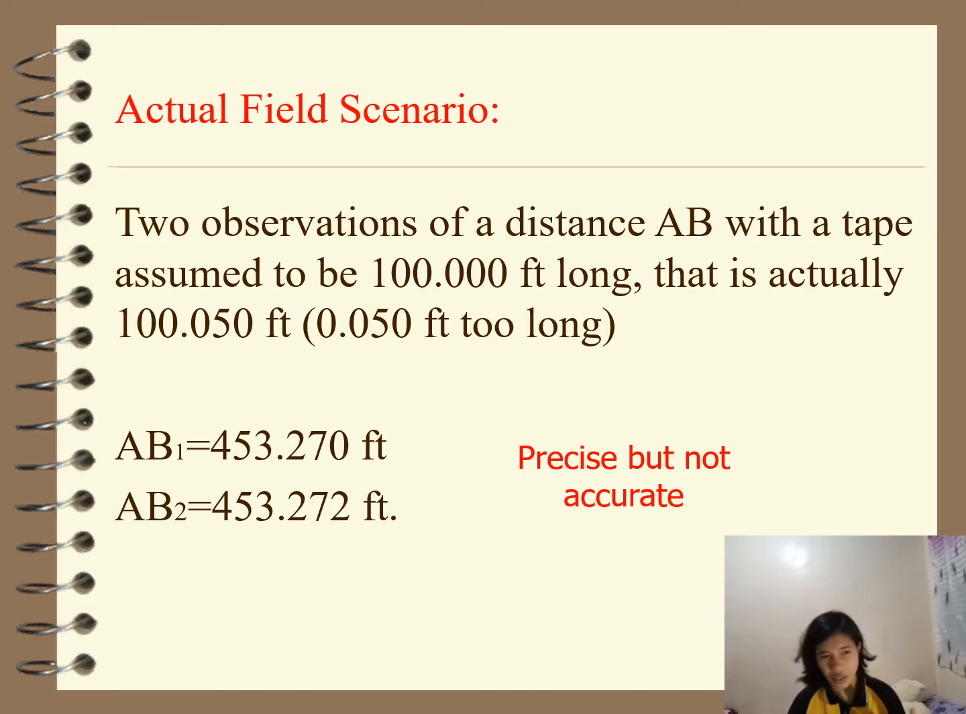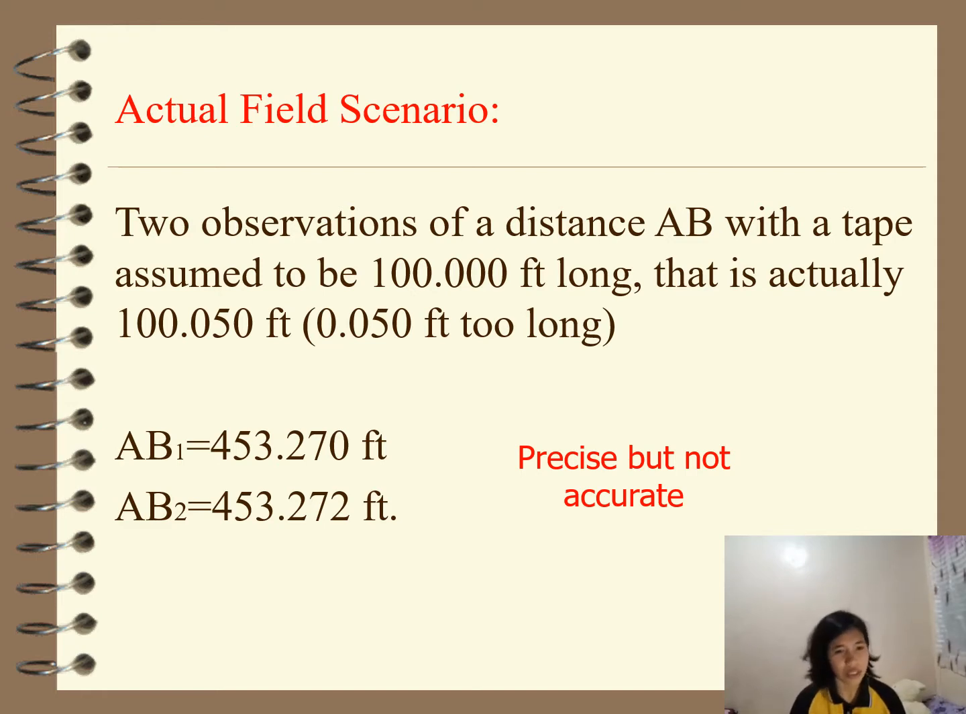So, as you can see in the value, the first and the second observation, medyo closer naman yung value. So, this is precise, but we cannot say that it's accurate since we don't have the value of the most probable value or the true value. So, if we average the first observation with the second observation, we can get a most probable value of, I guess, 453.271. So, hindi nila na-meet yung target, or estimated true value na 453.272.